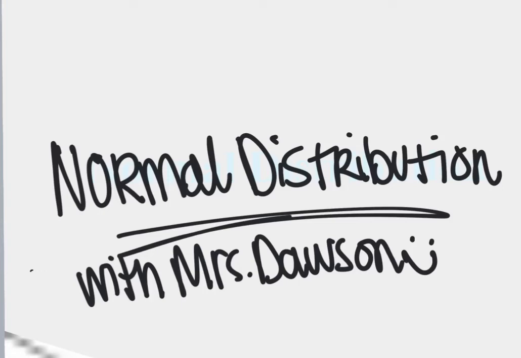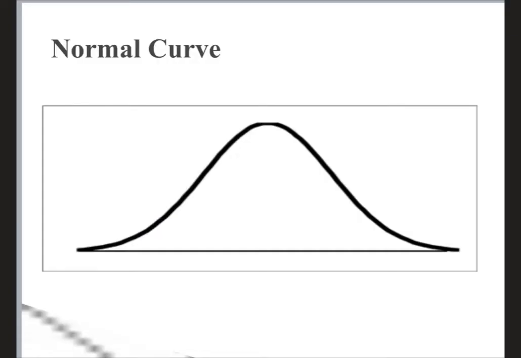All right, we have some more new stuff. Okay, so the box and whisker was review. The new stuff that we're going to go over is normal distribution. So first thing is we have the normal curve. Any data that you have falls underneath the normal curve.